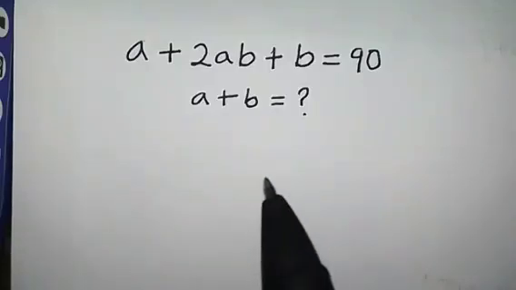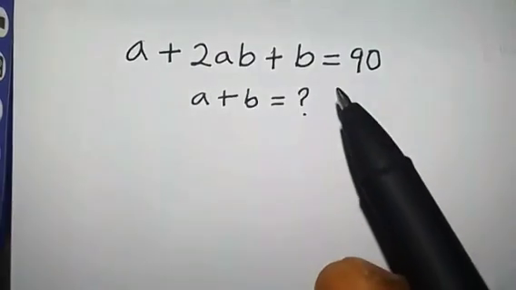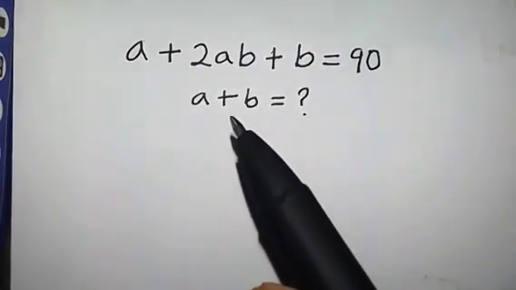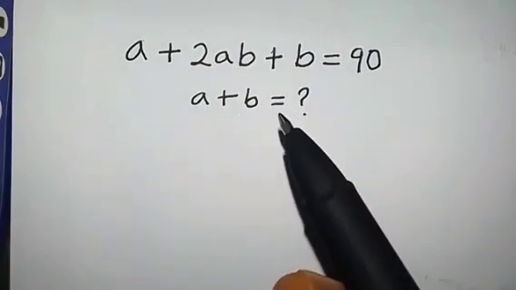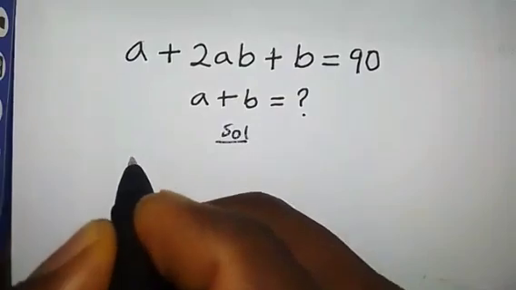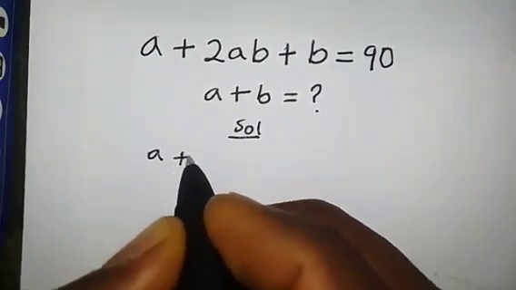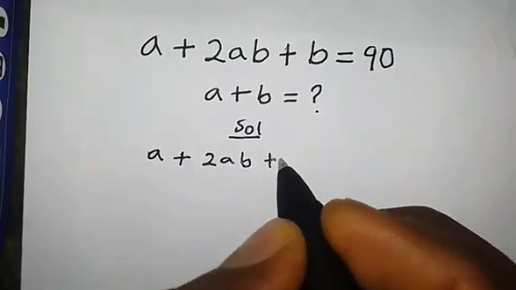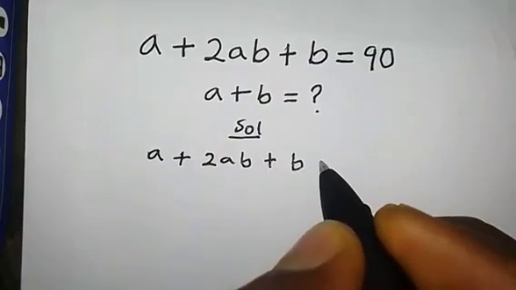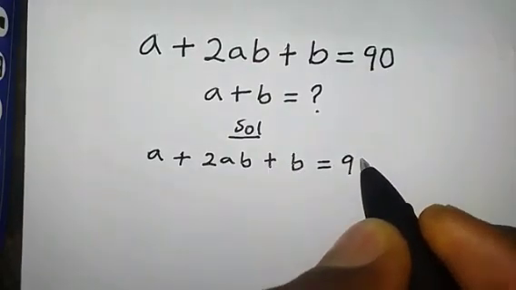Hi everyone, a plus 2ab plus b equal to 90. We are to find the value of a plus b. Let's get down the question first. a plus 2ab plus b is equal to 90.